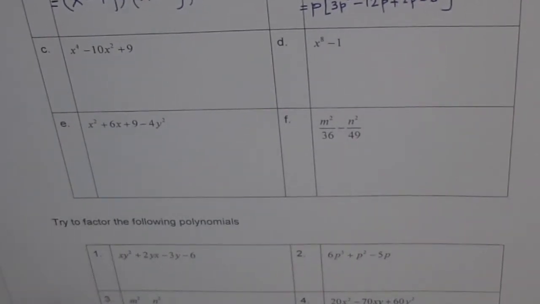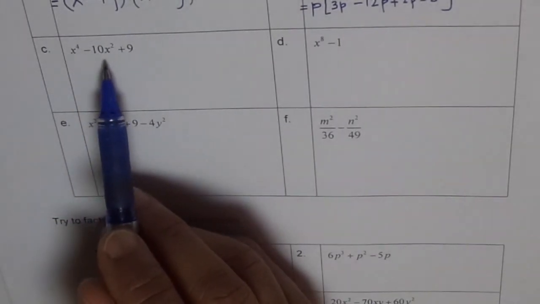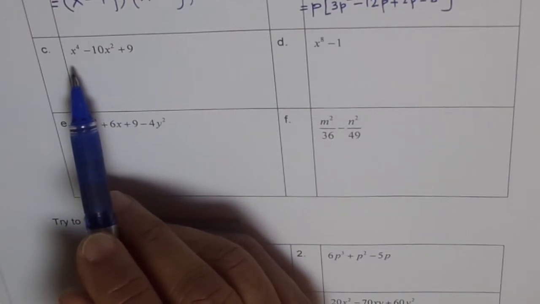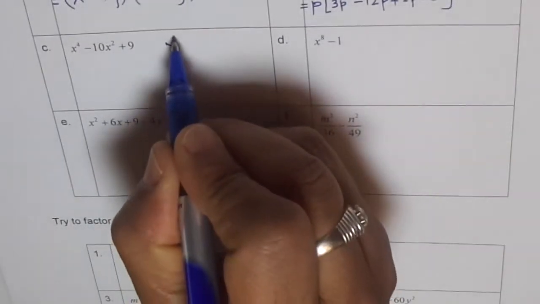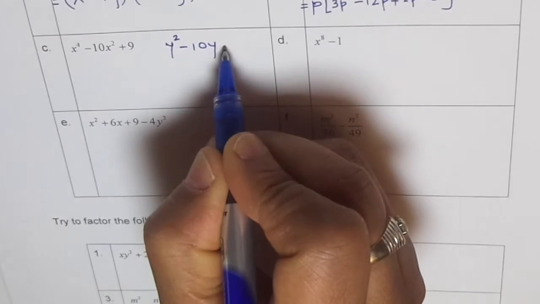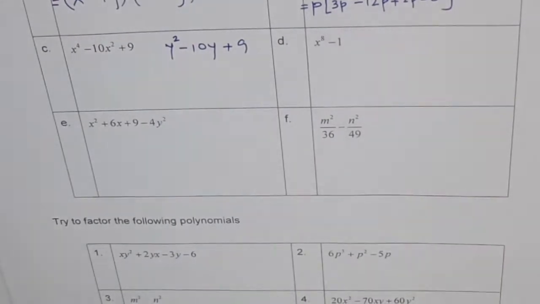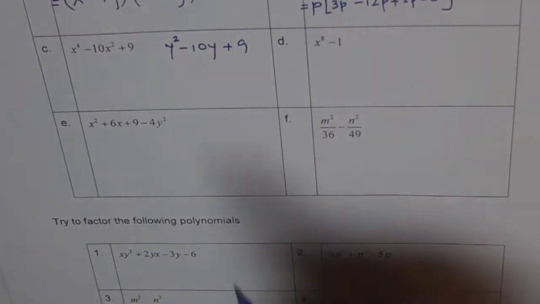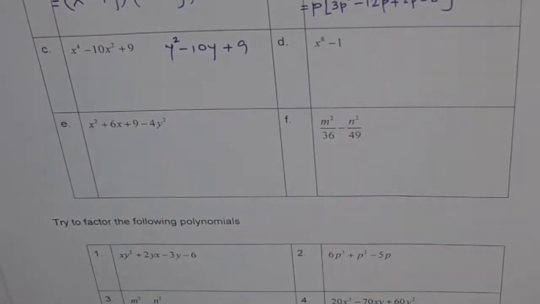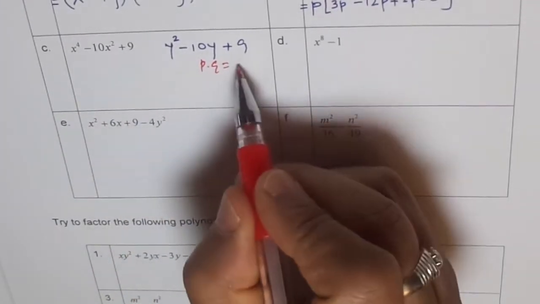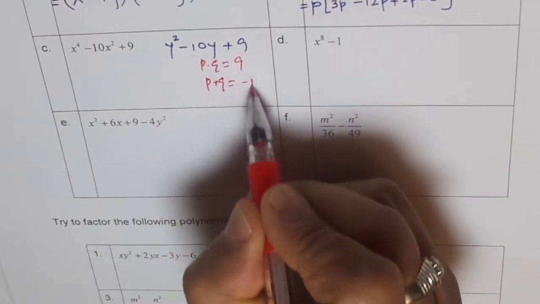Now, the next one. Here is the hint for this one. X to the power of 4, x to the power of 2. Well, it's a degree 4 polynomial. You had been doing only degree 2. But look at it like this: it is like y square minus 10y plus 9. Let y square be x to the power of 4 or y be x square. So it can be translated into a quadratic equation, and then it becomes simpler for us. And now what do we need? We need product p times q equal to plus 9 and sum p plus q equal to minus 10.